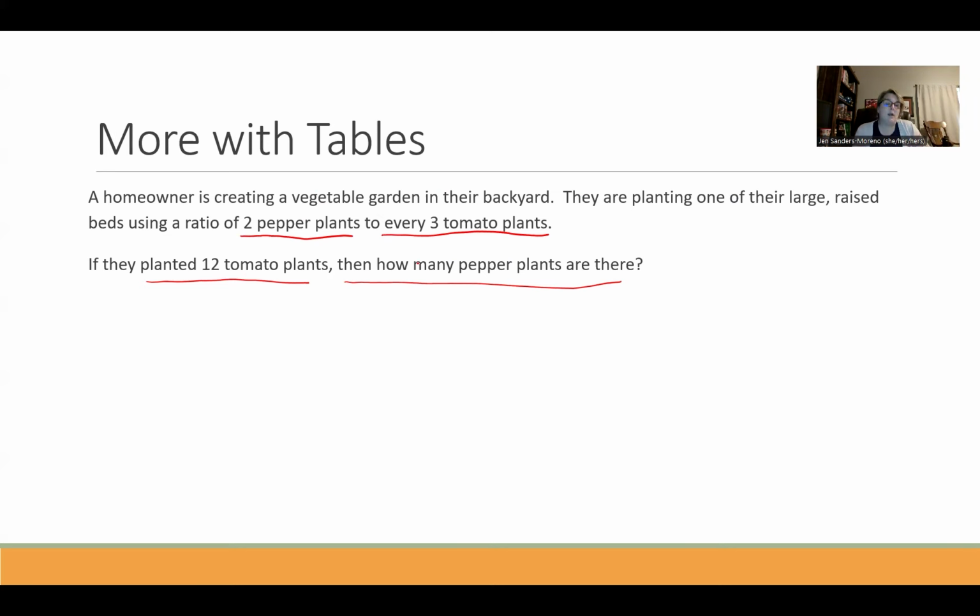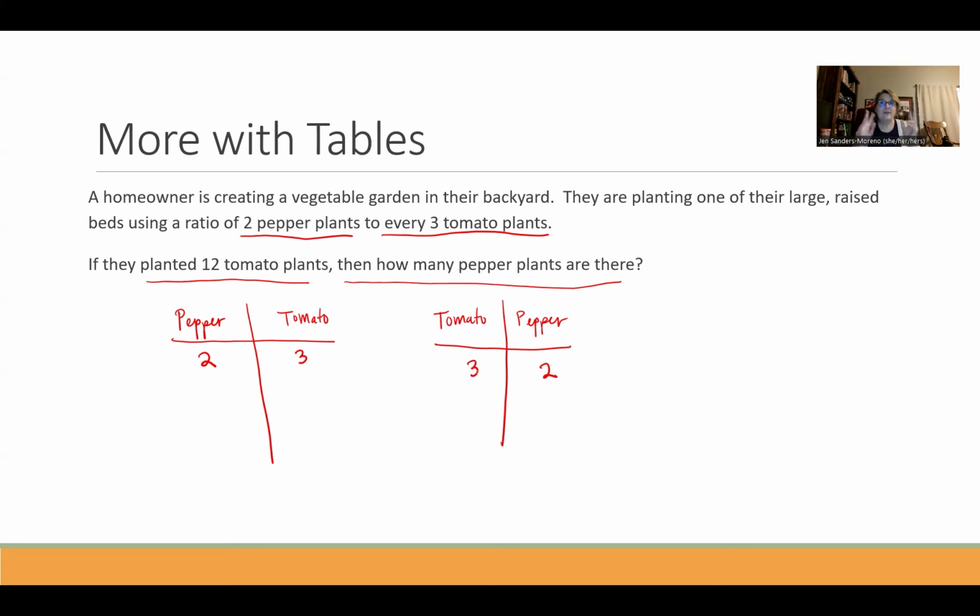So that means we have our choice. We could either have the peppers first and then the tomatoes, or you could switch it. You could have the tomatoes first and the pepper second. So I just want to let you know it doesn't matter which one you have in the first column, but I do need the 2 to go under the pepper, and I do need the 3 to go under the tomato. So again, order matters as far as which number relates to which thing, but you can technically switch it.